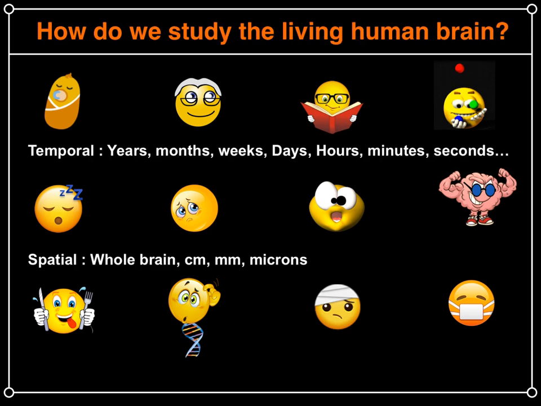So how do we study the changes in the living human brain? You can think of the kind of changes in two dimensions. One, in terms of the temporal dimension, you have changes that take place on the scale of years to months, weeks, days, or even seconds. But in terms of the spatial dimension, you have changes that can happen at the level of the whole brain. In some cases, it could be on the scale of centimeters, millimeters, or even microns.